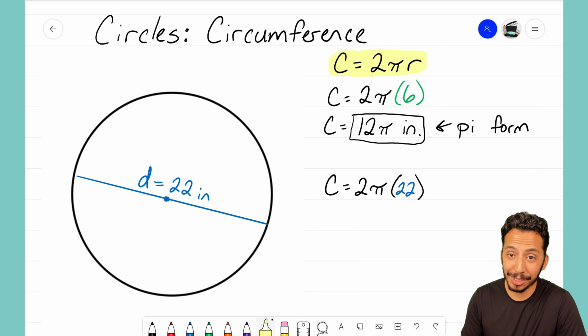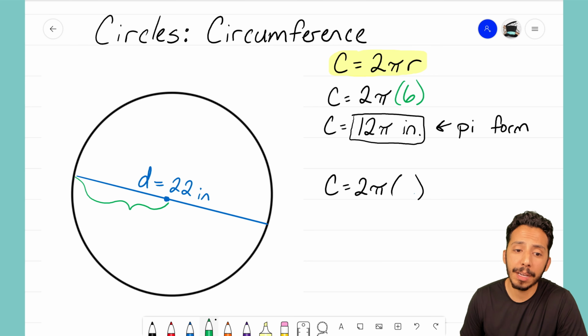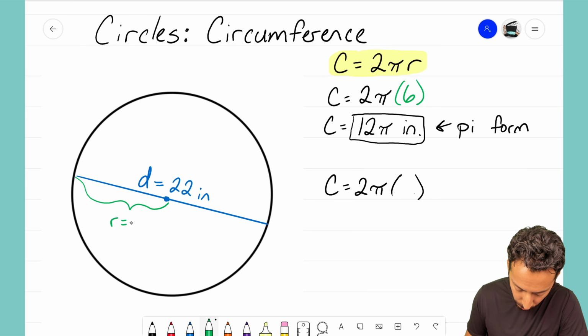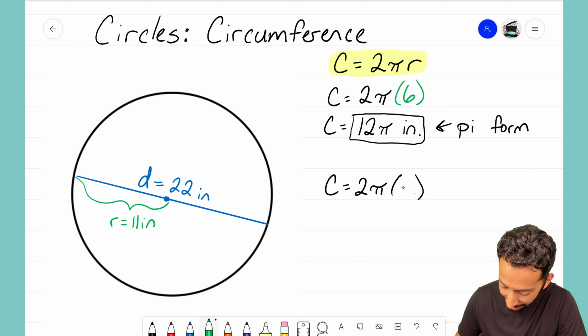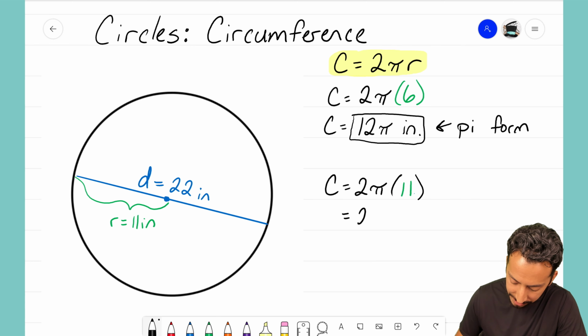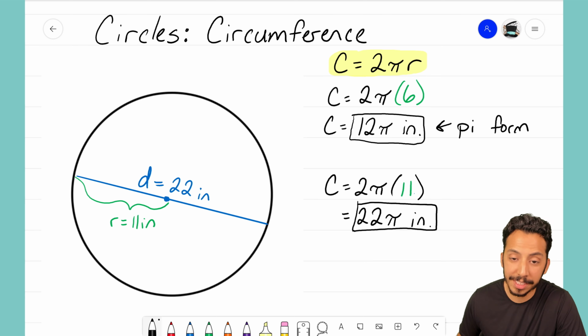Now, I do know that the diameter is 22 inches. And from our previous video, we mentioned that the radius is always half of the diameter. So if the diameter is 22 inches, then that means that the radius is just 11 inches. So I can now plug that number into my formula, 11. I'll take 2 and multiply it by the 11 and I'll get 22. Don't forget to include the pi and your units, inches. That is the circumference for this circle.